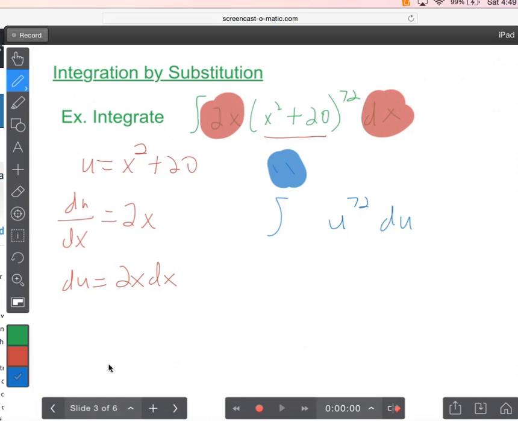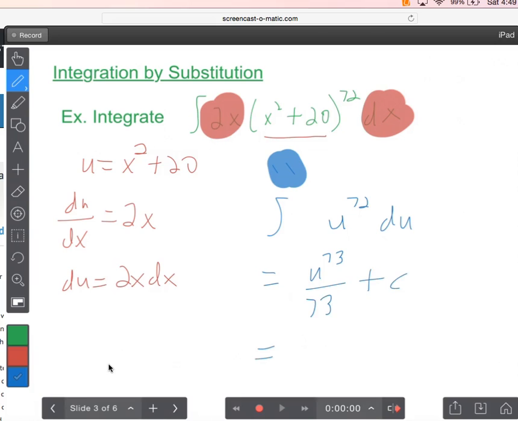Once you've made all the substitutions, you have to make sure that all the variables are in terms of u. In this case, that is the case. And now we're allowed to integrate. The antiderivative of u to the 72nd power is u to the 73rd over 73 plus c.